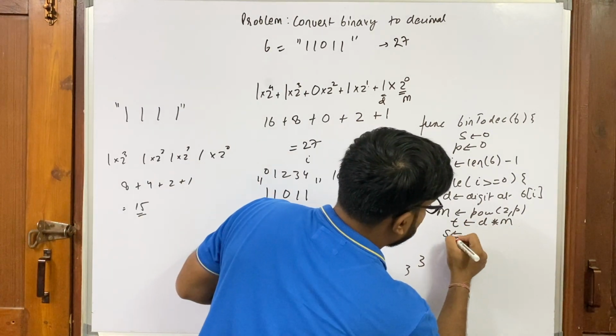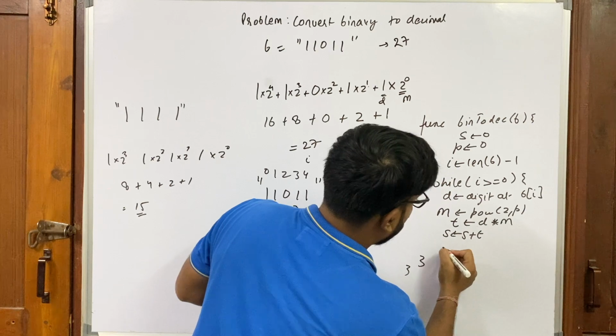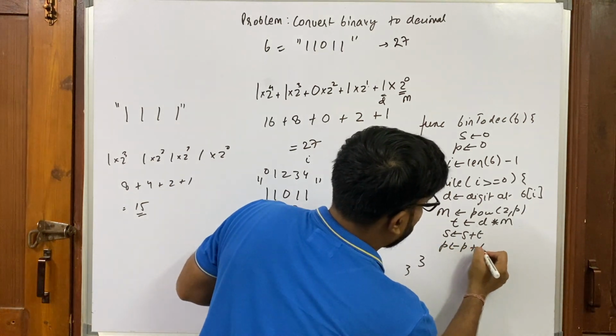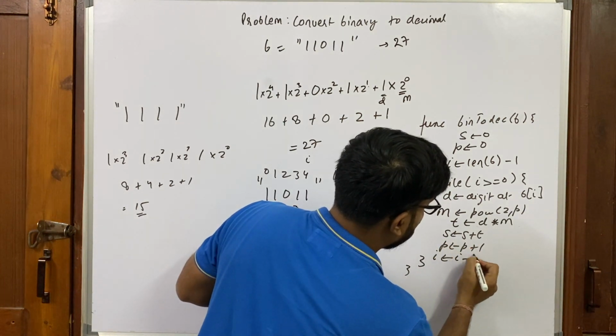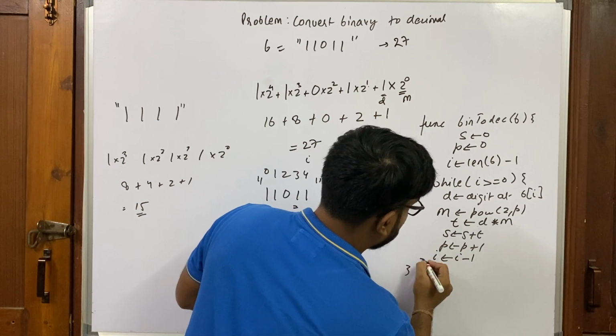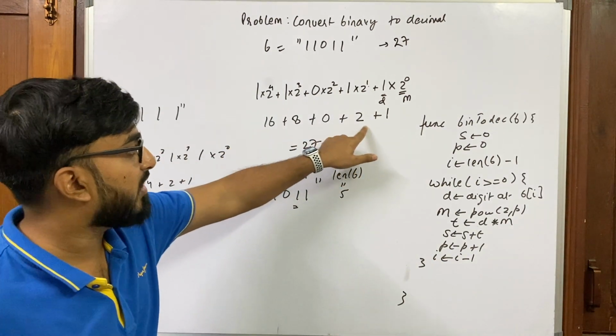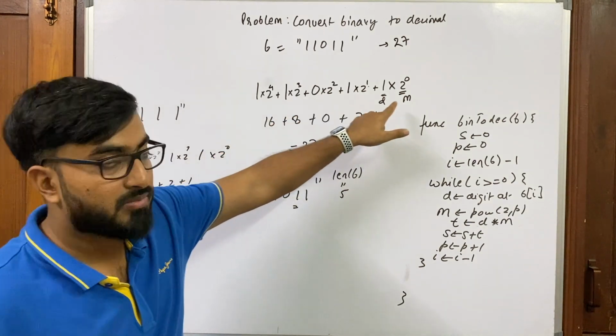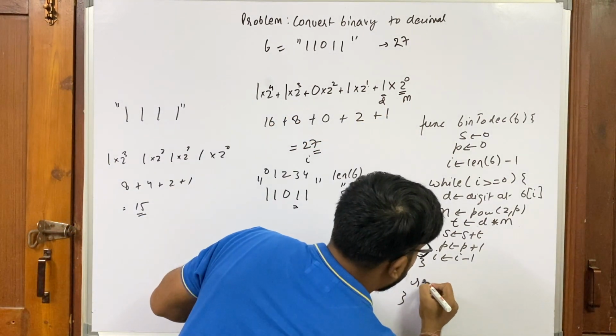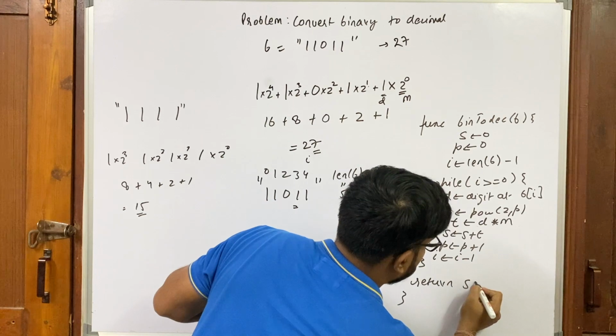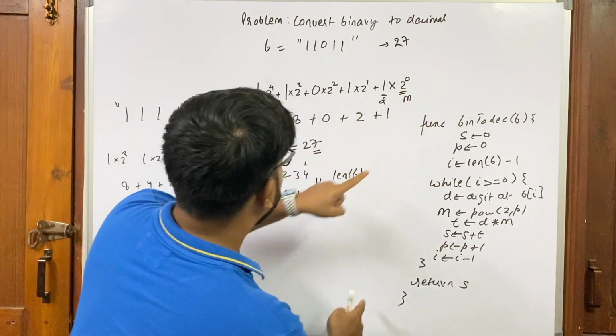So we had s is s plus t, our power is incremented by 1 and I moves on to the next index on the left side. This sum is the corresponding decimal value, which we find by summing all the terms. So you return finally s. So let's drive in this code for this given string.